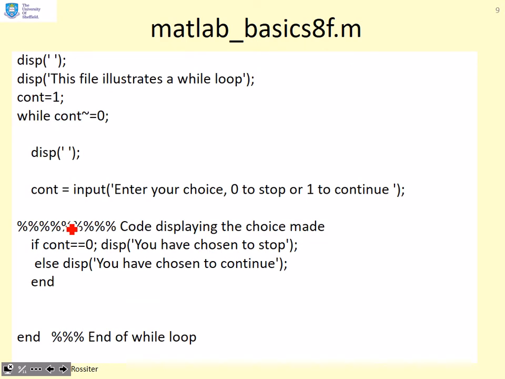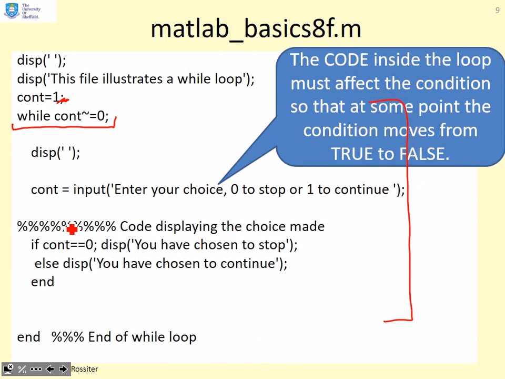Here's a different example, MATLAB Basics 8F. So you'll see here our condition is while this variable cont is not 0. We're going to initialize it as 1, so we're saying while it's not 0, then you can do all the code which is in here. Now again, we need to make sure that this condition is affected in the loop, and so what do you notice? This particular line here allows the variable cont to be changed. So we can therefore force an exit to the loop. So let's have a look.